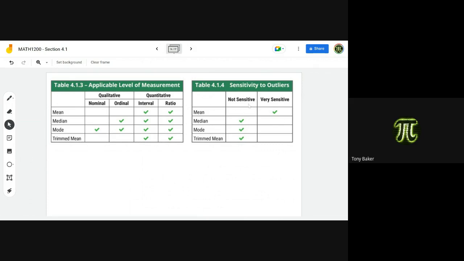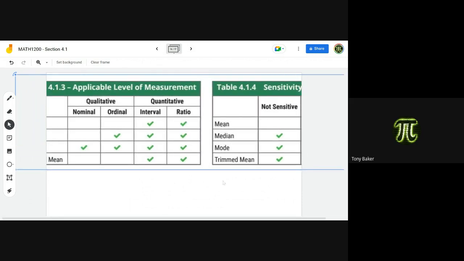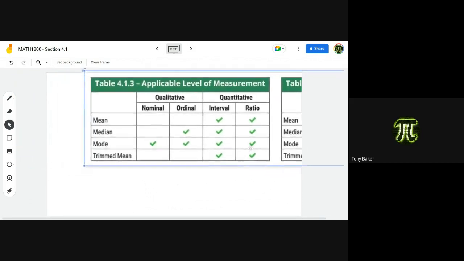This table, this is that outliers thing. The only thing that is sensitive is your mean. We kind of already talked about that one. I'm actually going to eliminate that graph because we don't really need that graph. This is the more important one.